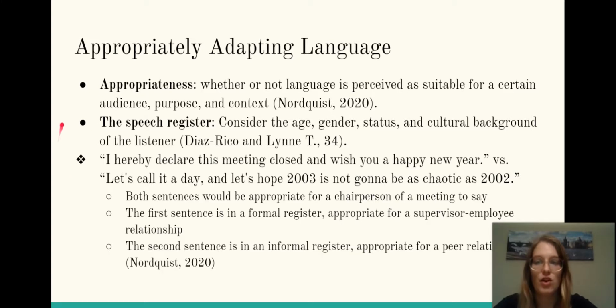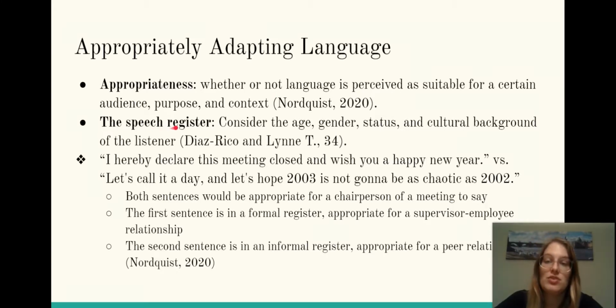So all those functions occur in the appropriate situations. This is kind of a quality of those functions. To appropriately adapt and change language is according to the context. Appropriateness is whether or not language is perceived as suitable for a certain audience, purpose, and context. Audience, who are you talking to? Purpose, why are you saying it? Context, where are you? What's the cultural background? What is the context of the situation? All of those factors can decide whether or not language is perceived as suitable or appropriate.